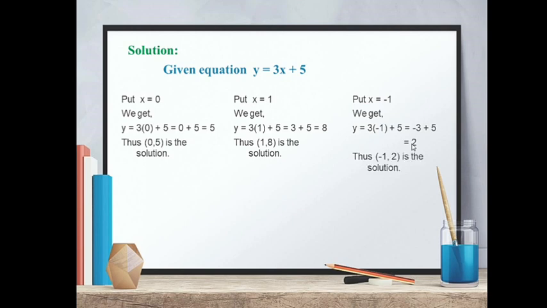Again, are there any other possibilities? Yes. So it means that there are infinite solutions present for this given equation. Thus the true option is the third: y equals 3x plus 5 has infinitely many solutions.